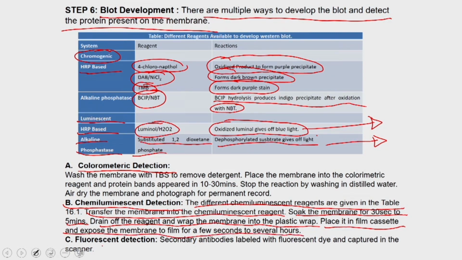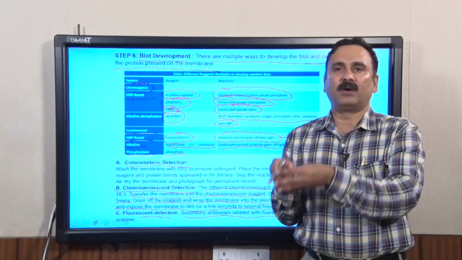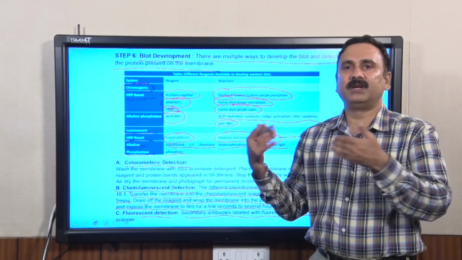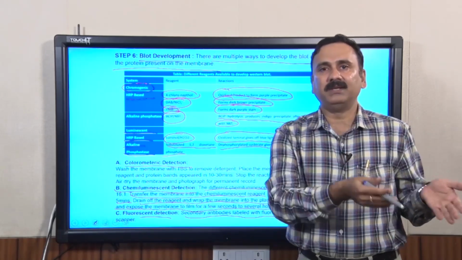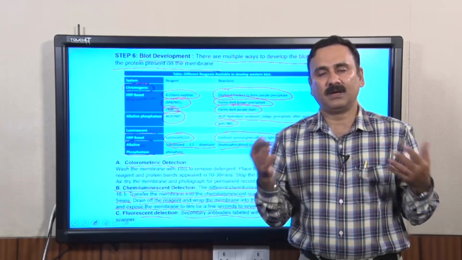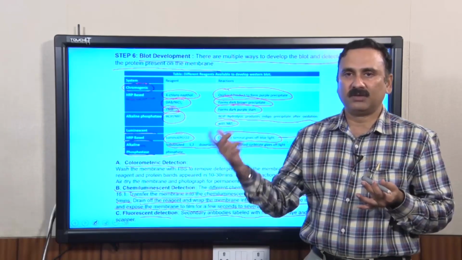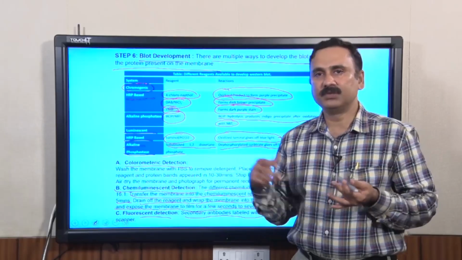Then you also have the fluorescent detection. With the secondary antibody labeled with a fluorescent dye, you can capture the signal in specific scanners. You can use different types of scanners to detect the different dyes, like Cy3, Cy5 or some other color dyes, and those specialized scanners can be used.